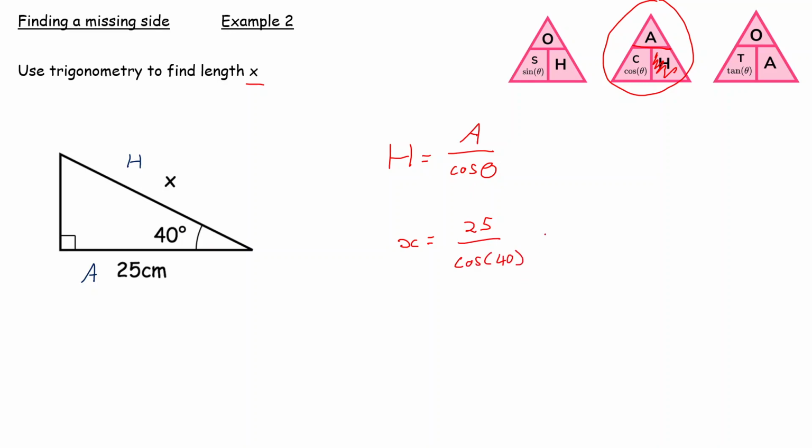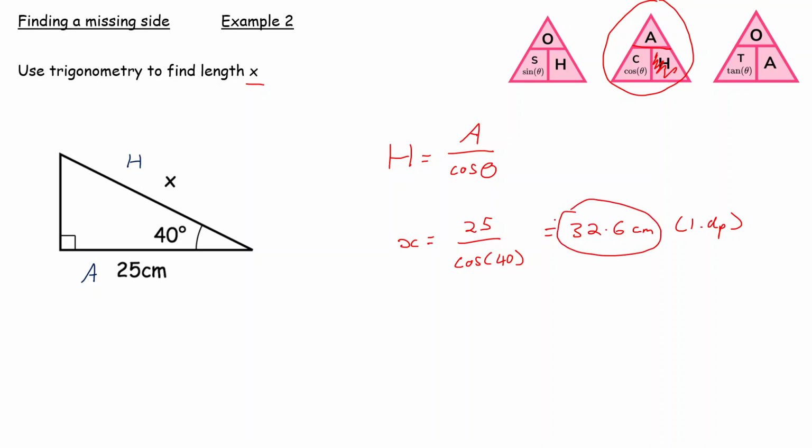And then put that into your calculator, and that is it. Okay, so 25 over cos 40, which is 32.6 centimetres to 1 decimal place. Okay, and that is my answer. Does it look reasonable? Well, x is my hypotenuse, my longest side. I've got 32.6, which is bigger than 25. Yeah, it seems pretty reasonable. So we can always make a realistic check. And that is my answer.